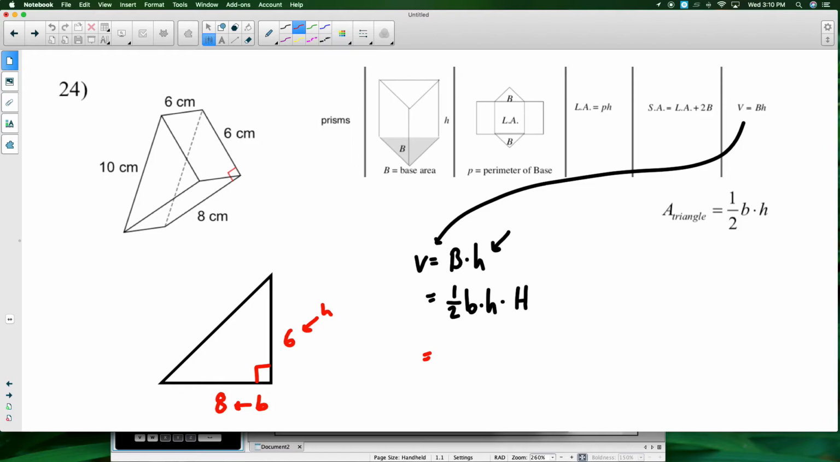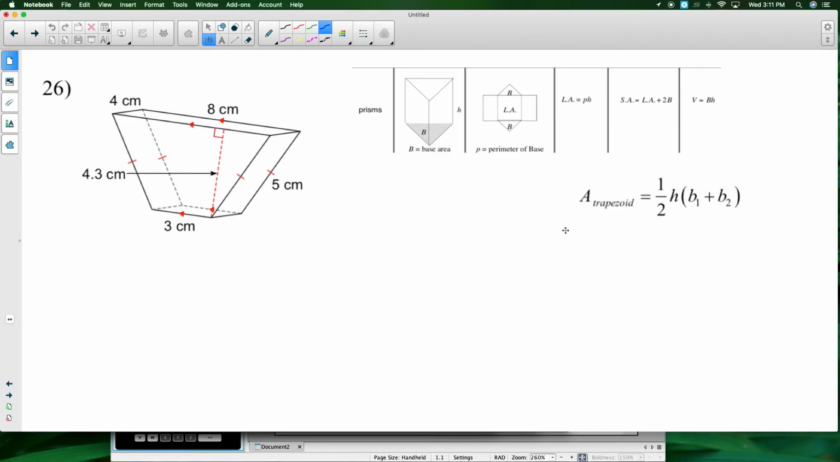little h. 1/2, 8, 6. What is capital H? What is the height? So this guy is capital H. The height is 6, but it's a different 6. And the 10 did not play a role for this problem. So again, typing that in. We're going to get 144 centimeters cubed. That would be the volume for number 24 on the homework.